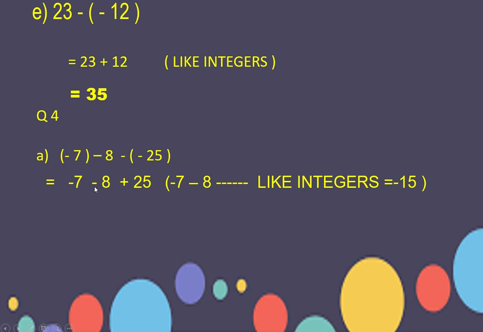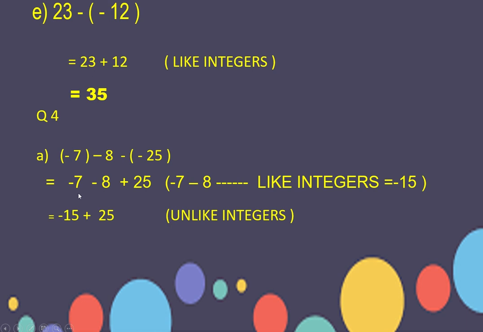Now you have to operate which two integers first. I am taking minus 7 and minus 8, these two numbers first. As I can see, both are like integers, as they have the same sign. And like integers say plus. 8 plus 7 would be 15. But which sign will come? Minus sign will come, because 8 is bigger with negative sign. So minus 7 minus 8 would be minus 15.